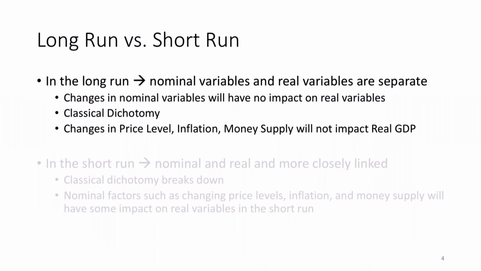real variables are separated in the long run. This is what we call the classical dichotomy. Specifically, what we observe is that changes in nominal variables do not affect real variables in the long run. So therefore, when we have changes in the price level, inflation, money supply, they're not going to impact real GDP.